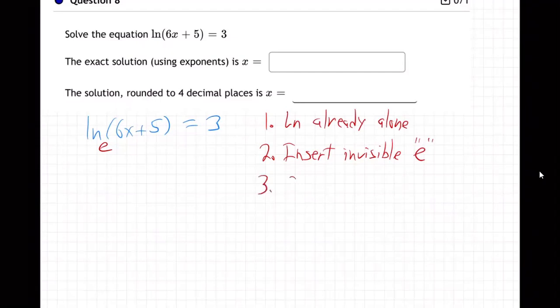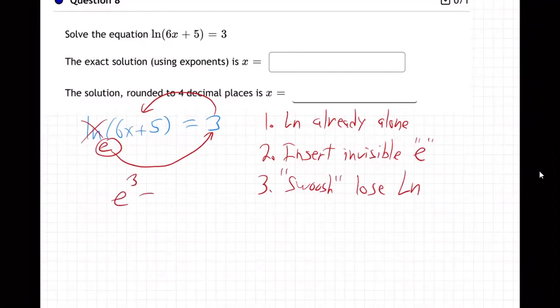And then step 3, do what I call the swish. I don't know what else to call it. It's like the Nike swish. You grab the base and go there and there. And that gets rid of the log word, swish, and you lose the ln, right? So it becomes e to the 3 equals 6x plus 5. And there's no more natural log. That's how we change from natural log to exponential. Remember, the little swish thing here is the way to change between logarithmic form and exponential form.